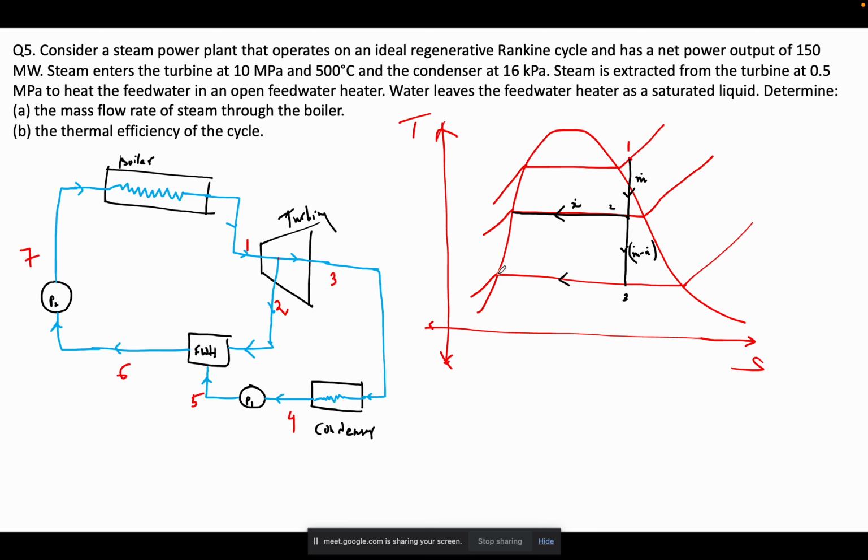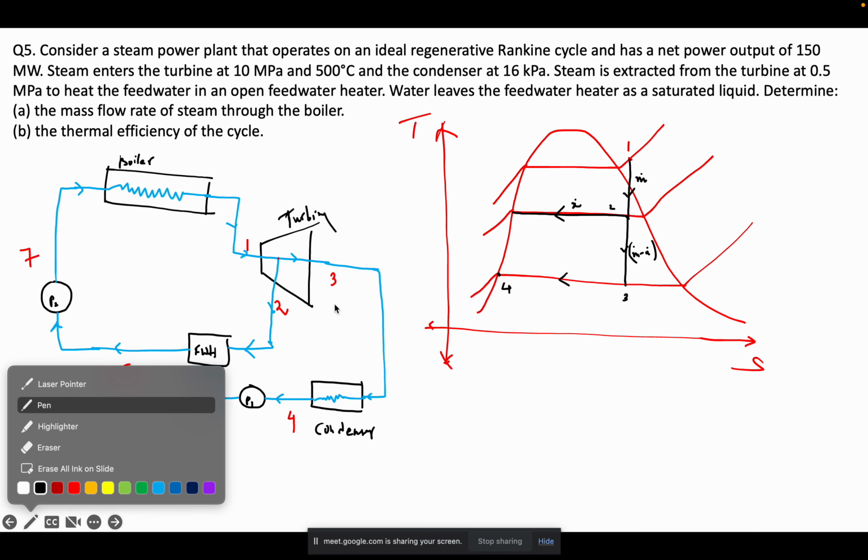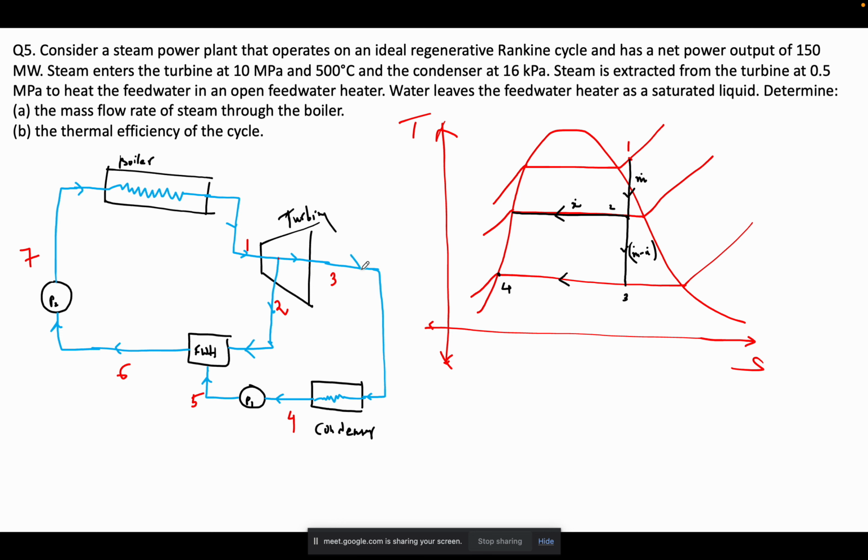Now from 3 to 4 is the condenser process. Then from 4 to 5 it is pump 1. Now these two are getting mixed here. So here what is coming is m dot minus x dot. Here mass is coming at the feed water heater, by mass conservation.